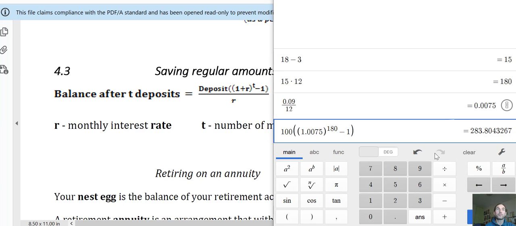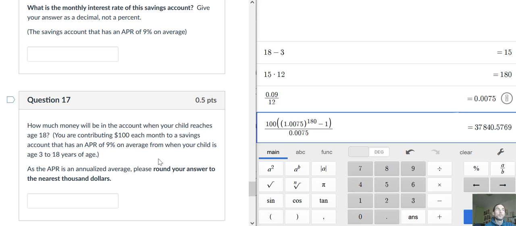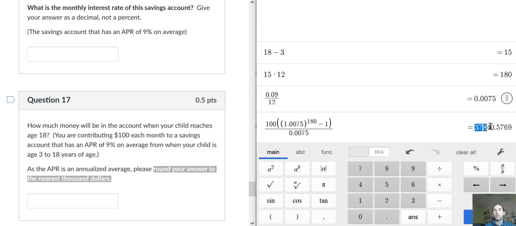So the top of your fraction should be 283.8, right? But then you divide that by R, 0.0075. So you should get 37,840, right? But we've got to round to the nearest $1,000. So what's that rounded to the nearest $1,000? Well, that would be 38,000, right? 38,000. Okay.